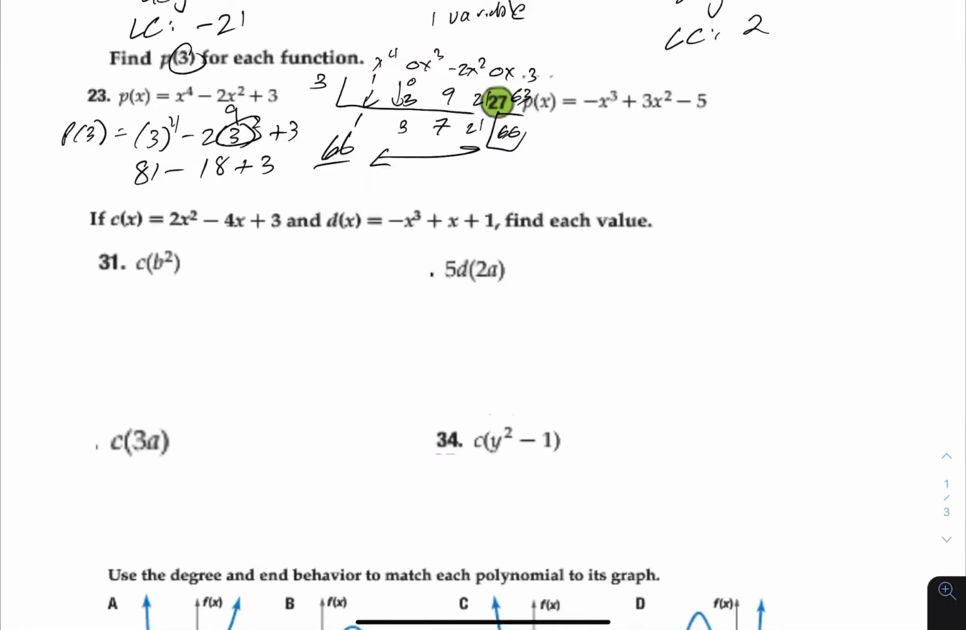Right, so there are two ways to do this. If I want to find P(3), one is to just plug it in, the other is what's called the remainder theorem. You just do the synthetic division and take the remainder. So same thing here. I'm going to do synthetic division all the way out for this one.